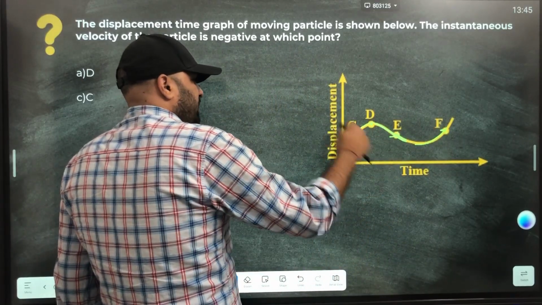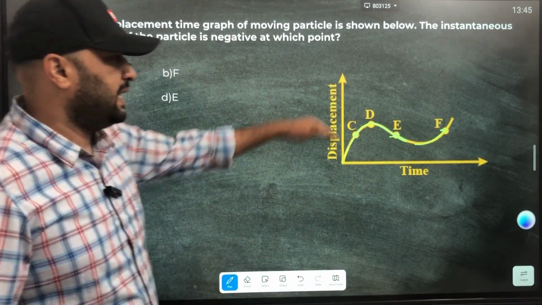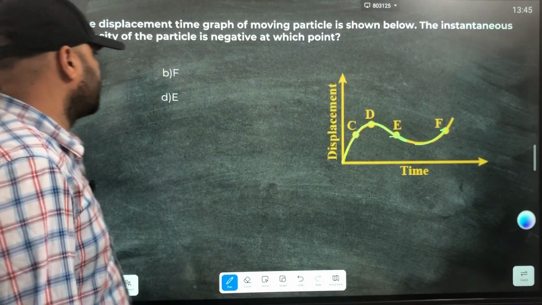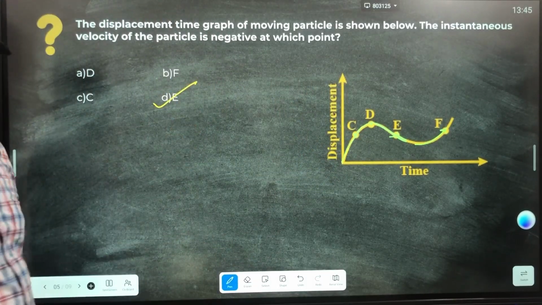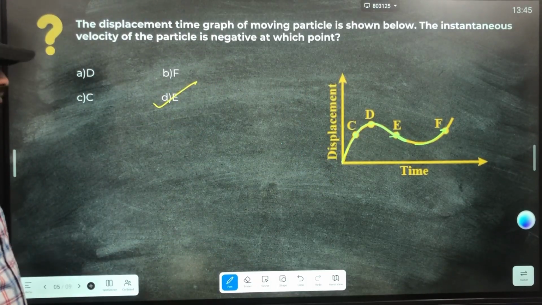Be very careful with the displacement-time graph. So E point is the point where it is negative. So option D is the correct answer. Clear? Let's see the next one.